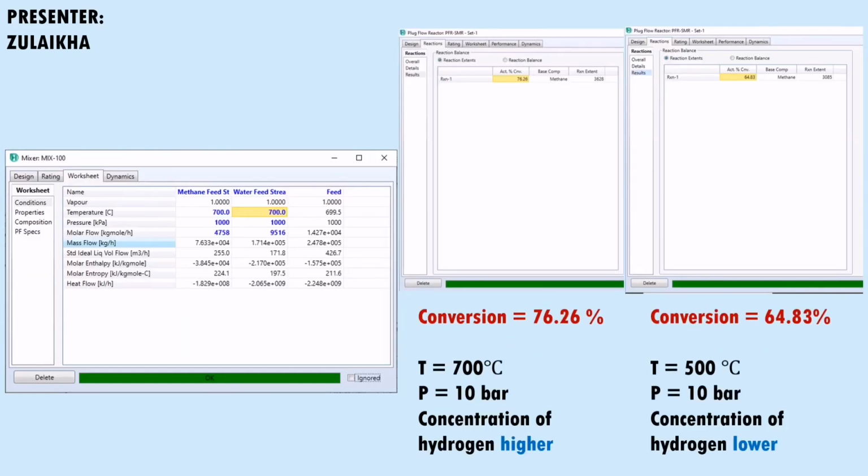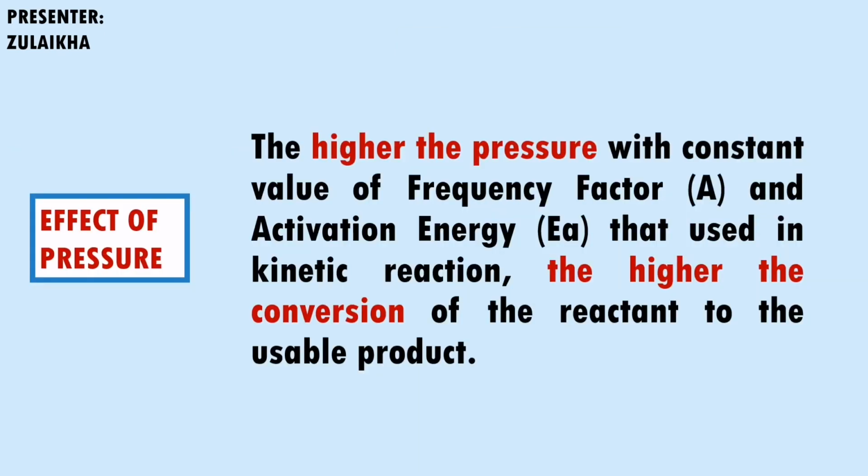In this simulation, we use 700 degrees Celsius as our temperature for both streams, methane and water. From this simulation, we are able to get the maximum hydrogen amount of 0.6958 at 700 degrees Celsius, while you only get 0.6604 at 500 degrees Celsius. This concludes that the higher the temperature, the higher the hydrogen amount that we can get, and the higher the conversion also.